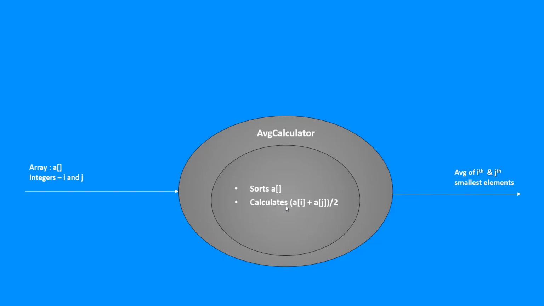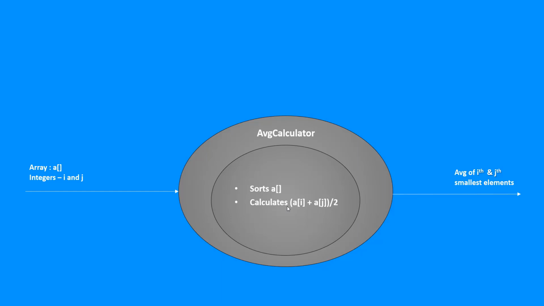Well, the developer who came up with this solution and coded it can tell you that these two logics were dependent. The logic of average calculation was dependent on the logic of sorting. This is an important point to notice, because we can take the average of the ith and the jth smallest elements only when the sorting is done, because after sorting, A[i] and A[j] would contain the ith and the jth smallest elements.